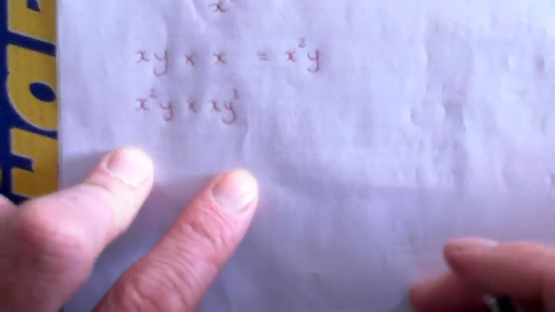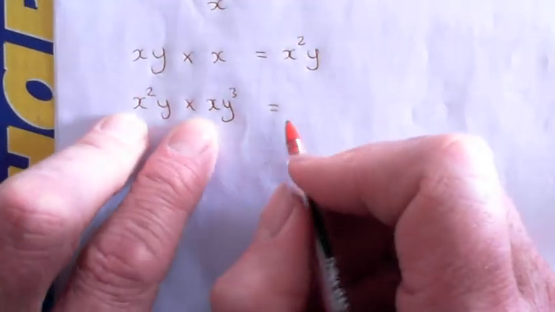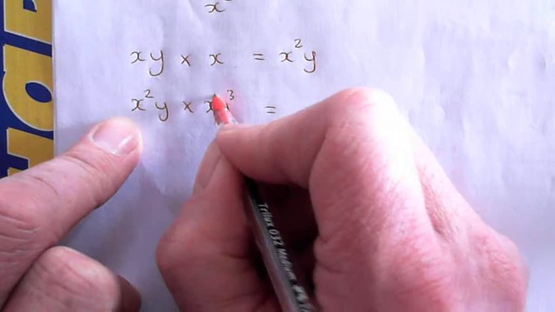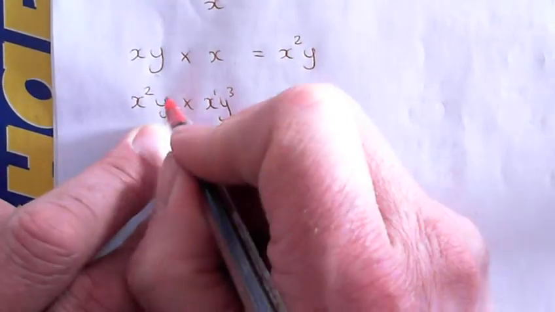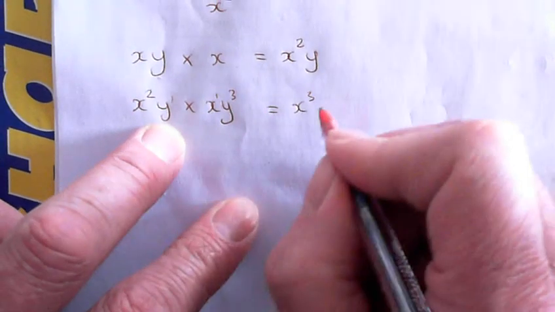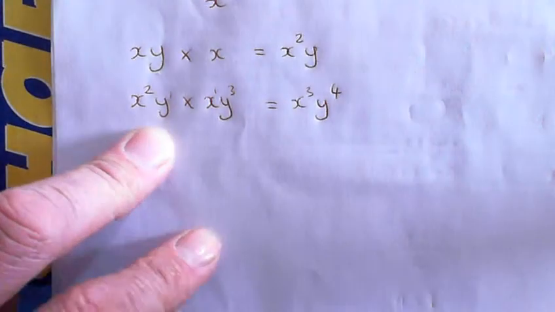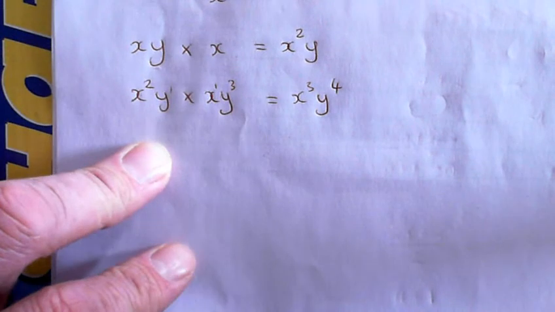But the x's first of all. x squared times x to the 1. And the y's now, y to the power 1 times y cubed. y to the 4. Very good.